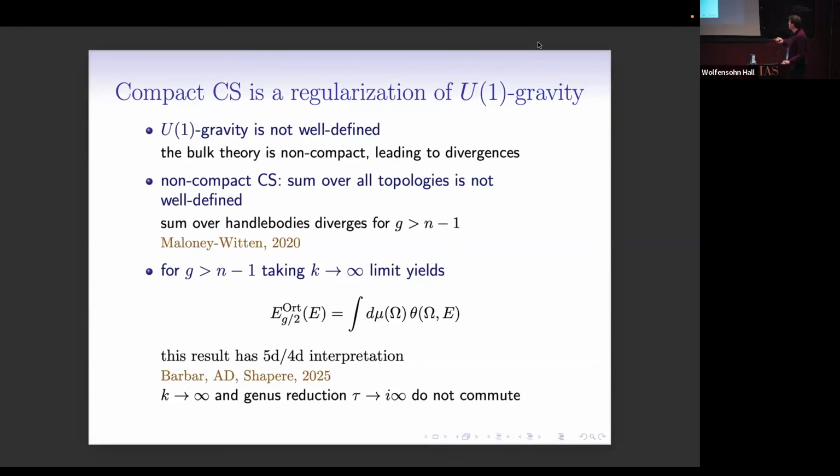Okay, so there are some divergences in this theory, and these are actually very bad divergences. You can try to ask, now we have some sort of regularized version of this U1 gravity by taking Chern-Simons with compact gauge group and finite level and taking the level to infinity. Can I try to understand what will happen if I regularize U1 gravity this way? You can try to do this calculation, and you will see that if you try to average over Narain moduli space partition functions for sufficiently high genus, you will have a divergent result, and the leading singularity of this result will be divergent.